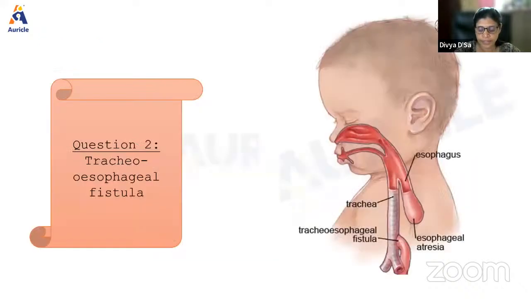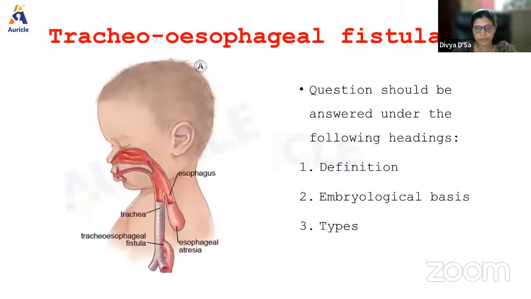So next we move on to the next question, that is the tracheoesophageal fistula. What is this? As the name says, it is an abnormal communication between the trachea and the esophagus. This anomaly is usually associated with esophageal atresia, when the esophagus doesn't develop properly and leads to atresia, it results in tracheoesophageal fistula. It occurs in about 1 in 3,000 to 4,000 live births.